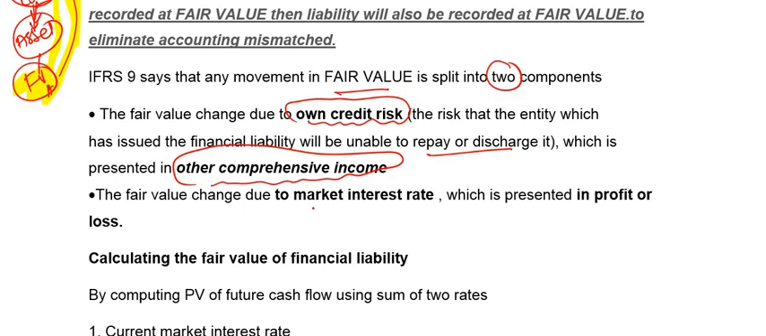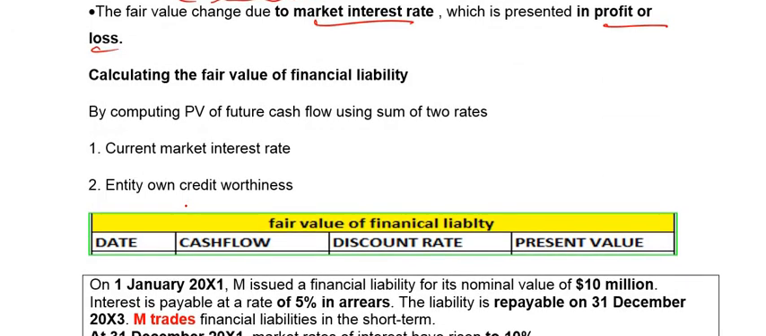Now if the fair value change is due to market interest rate, then this goes to the profit or loss statement. Clear? So IFRS 9 says that the movement in fair value is split into two components. If it is due to own credit risk, then you will charge it to other comprehensive income. If it's due to market interest rate, then you will charge that amount to the profit or loss.